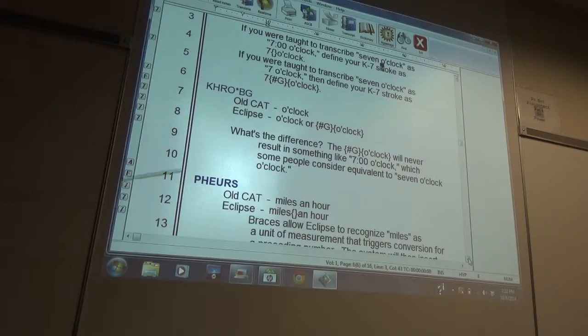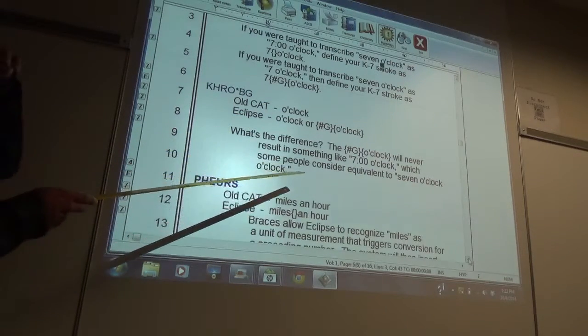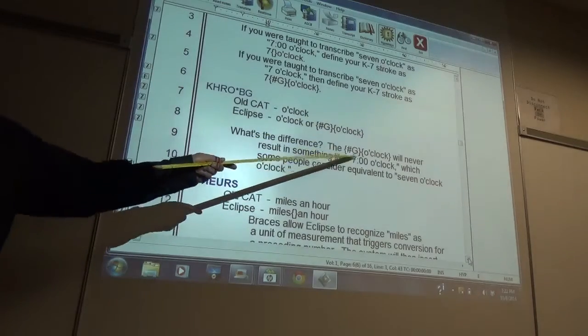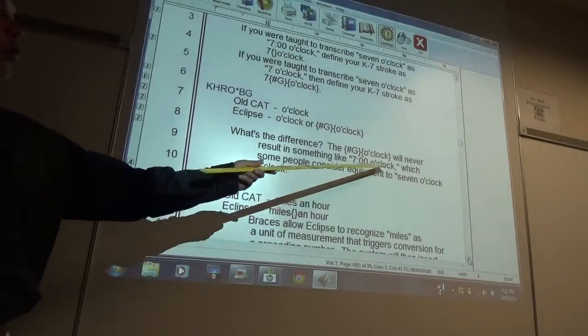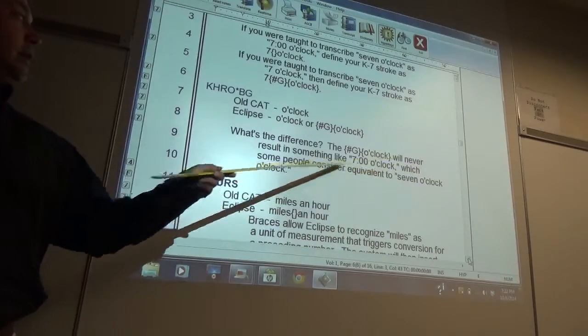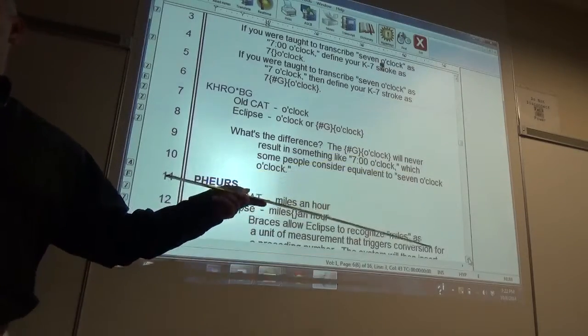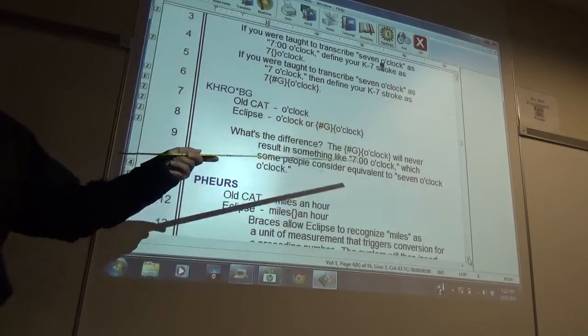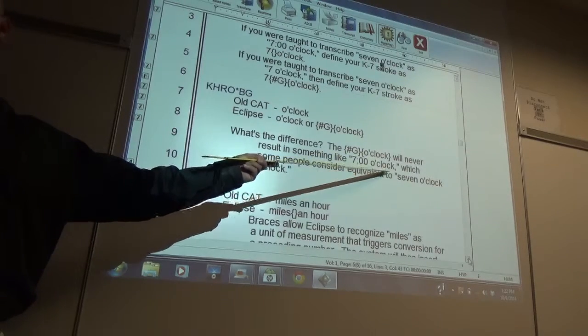Okay, this is what I was talking about earlier. You want to be careful the way that you define it, because this will never result in something like 7 o'clock. Like I was telling you guys, the way that I learned, some people consider it as 7 o'clock, because it's already 7 and then o'clock.